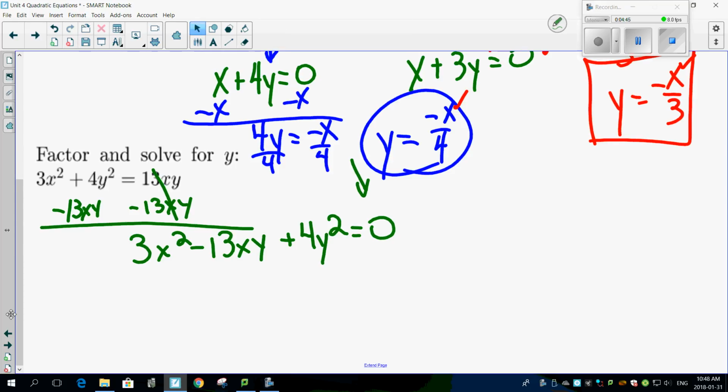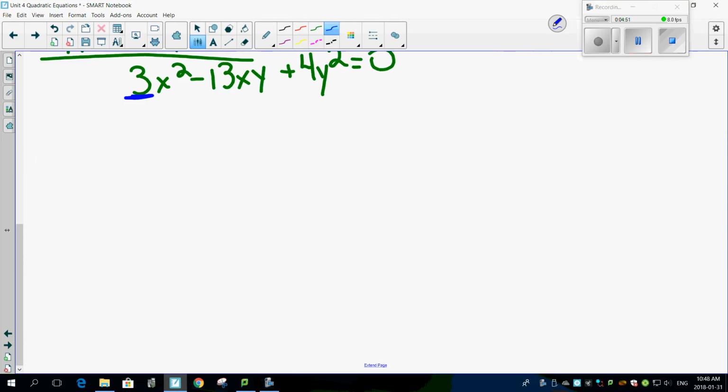Now, think about it. We don't have a 1 here. We have a 3. So can we GCF? No, because this 13 is not divisible by 3. So guess what? It's a PSA 2.